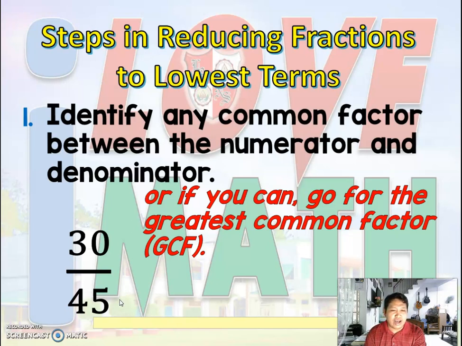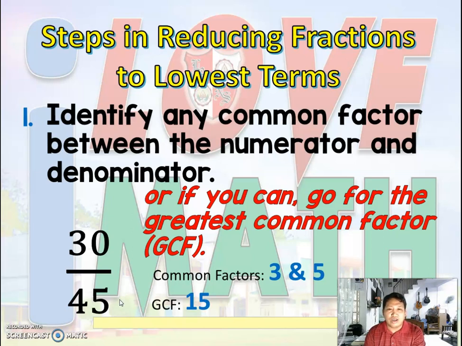What are the common factors of 30 and 45? We have 3, we have 5, meaning 30 and 45 are both divisible by 3, and they are also divisible by 5. But if you want to get the greatest common factor, just multiply, and the greatest common factor is 15. So that's the first step. You have to get the common factor of the numerator and the denominator.